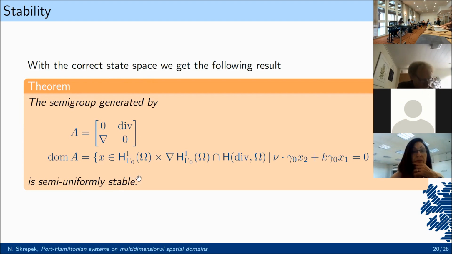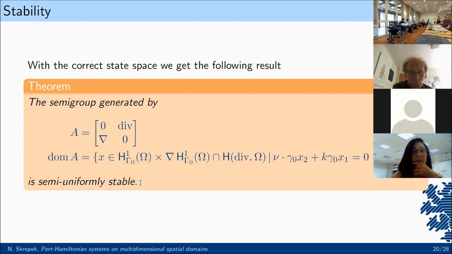What is semi-uniformly stable? It is some concept between exponentially stable and asymptotically stable. You can say the trajectory x of t has its norm in the state space smaller than some function f of t, which goes to 0, times the norm of the initial state in the domain. Yeah, right, that's the definition.